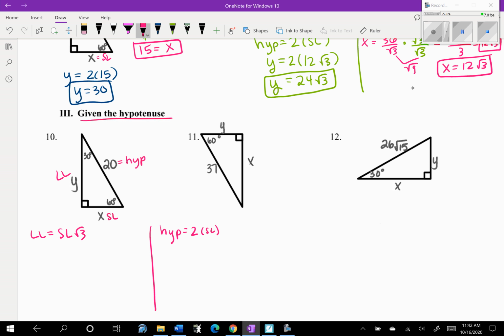For this one, we can't use the first formula because we don't know what the long leg or the short leg is equal to. So that means we're going to have to solve this second formula. If I plug in what I know, the hypotenuse 20 is equal to 2 times the short leg, which is the variable x. So we're just solving for x by dividing both sides by 2. That gives us x is equal to 10. And for the next one, we now know that the short leg is 10, so the long leg equals 10 times root 3. The long leg, remember, was the variable y, so y is equal to 10 root 3.